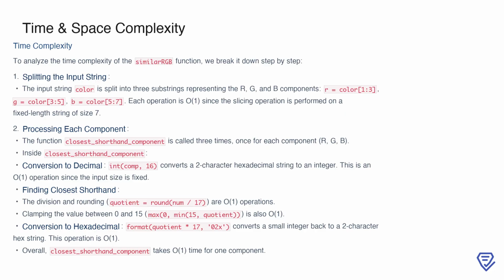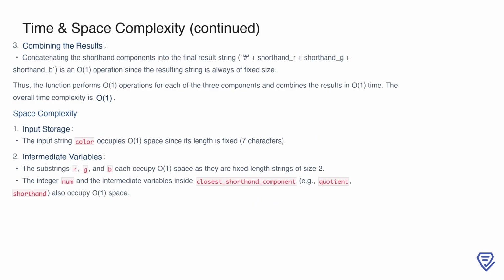Finally, converting the result back to a hexadecimal string using format is also O(1). Thus, the time complexity of processing one component is O(1), and since there are 3 components, the cumulative time for this step is still O(1). After processing each component, the results are combined to form the final output string. Concatenating the shorthand representations of the red, green, and blue components into the final string is O(1), as the resulting string has a fixed length of 7 characters. Therefore, combining the results does not add any additional complexity.